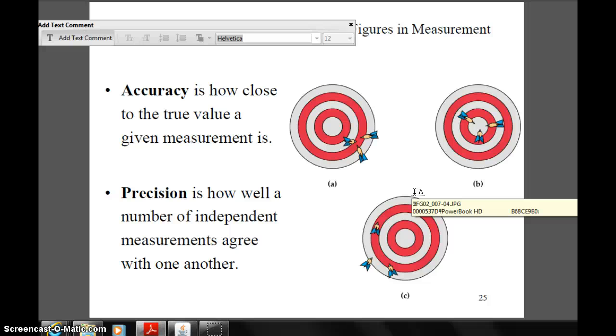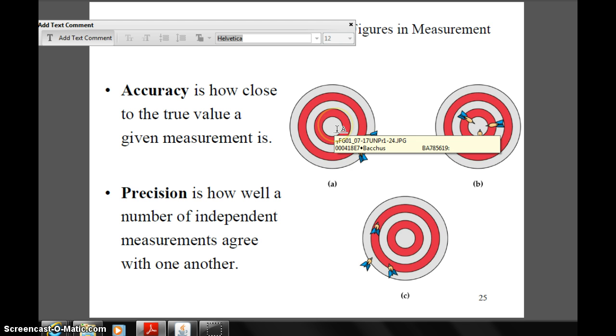If you think about it, accuracy is really pertinent to the true value of the given measurement, whereas precision is essentially how well the entire data follows one another. So for example, here if you look at the three figures, you can see that in A, the data points kind of follow each other, but they haven't really hit the bullseye.